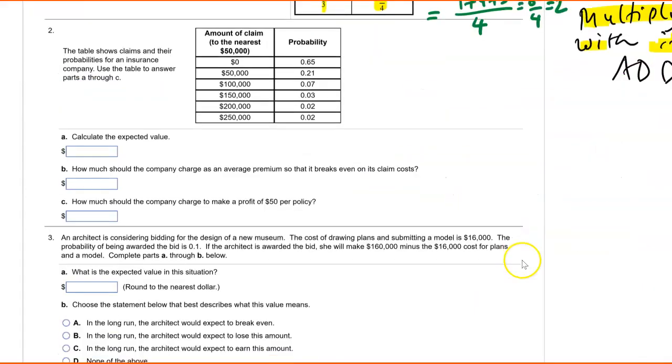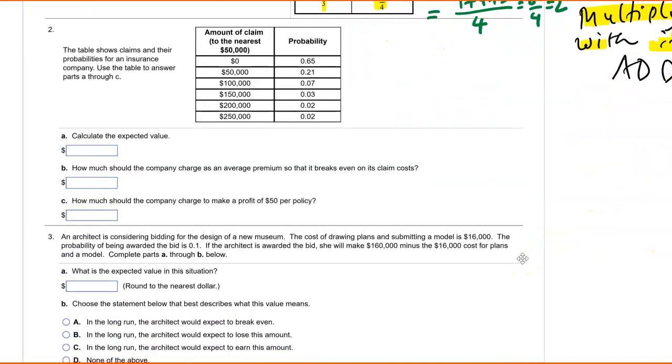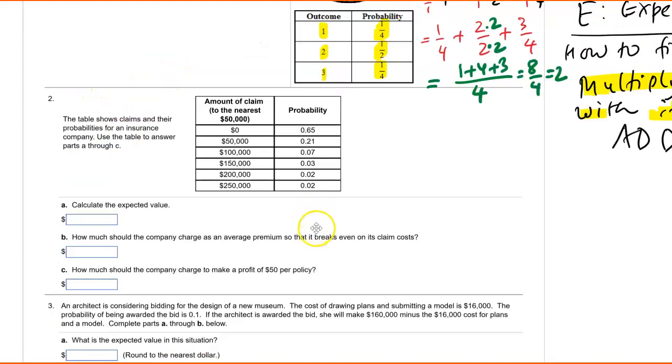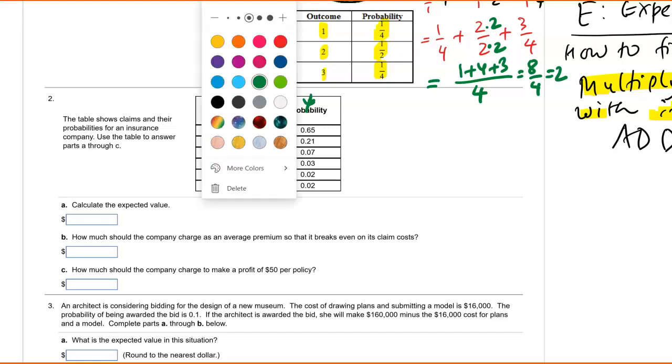All right, question number 2. The table shows the claim amounts and their probabilities for an insurance company. Use the table to answer parts A through C. Notice that the claim amount is the outcome, and the chance of that claim amount is the probability. The first column is the outcome, the next is probability. The first question is to find the expected value.